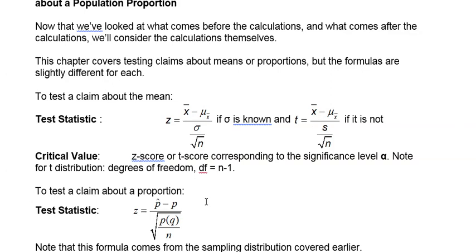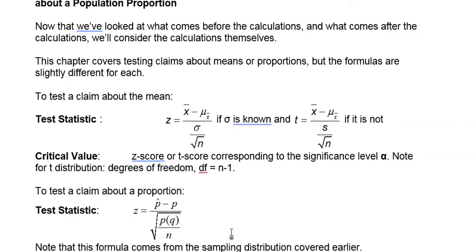When we're testing a claim about a proportion, we do have to have those large enough samples that we can apply the sampling distribution we talked about earlier in the previous chapter. So remember, that means we need to have at least 5 successes and 5 failures, right? 5 in each category.